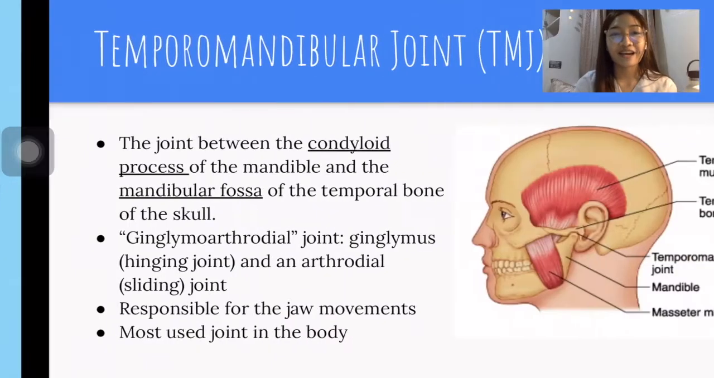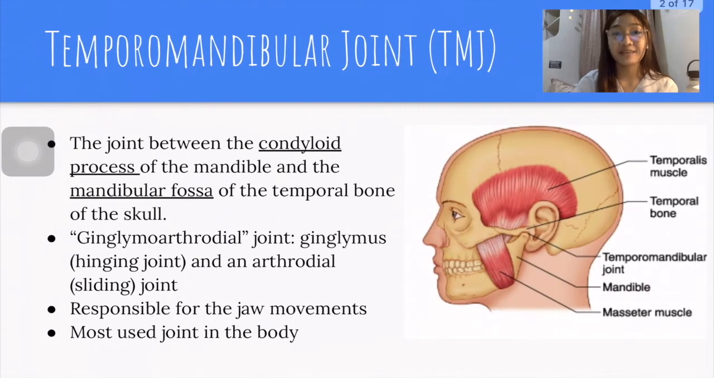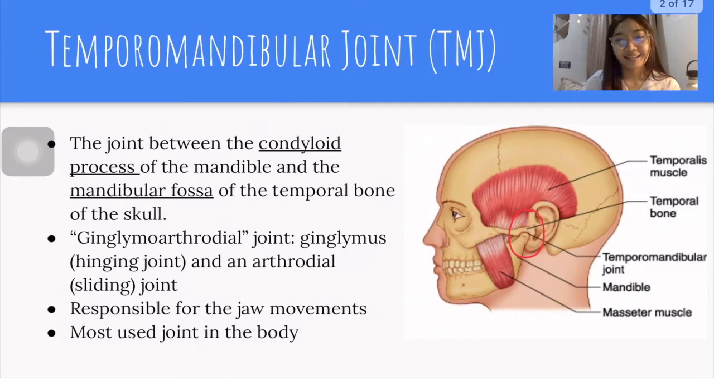So, first, let us define the temporomandibular joint, or the TMJ for short. It is the joint between the condyloid process of the mandible and the mandibular fossa of the temporal bone of the skull. It is considered a ginglymoarthrodial joint, for it is a ginglymus, which is a hinging joint, and an arthrodial, or a sliding joint. This joint is responsible for the jaw movements. In fact, this is the most used joint in the body, for this moves every time we eat or we talk, or basically every time we move our mandible or lower jaw.